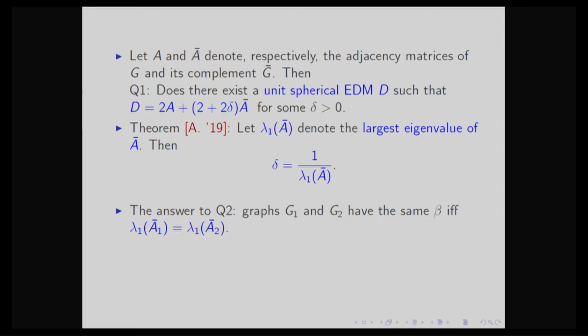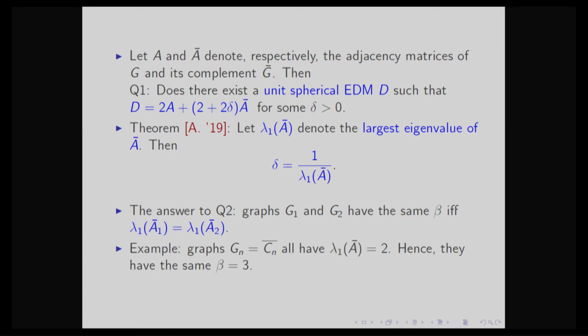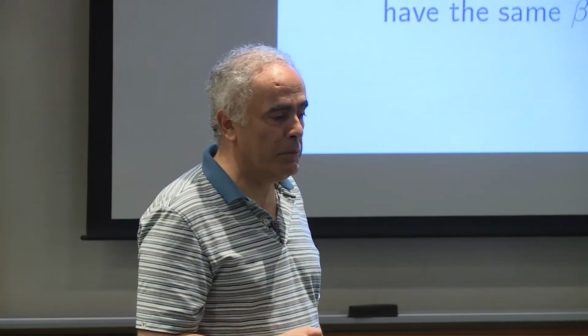So for example, if you take the complements of the cycles, all of them have lambda 1 equal to 2, so beta will be equal to 3. So you can form any graphs which are complements of the cycles, and that will give you the answer. Now, what's the proof of this result? The proof is very simple, so I'm going to present it to you.